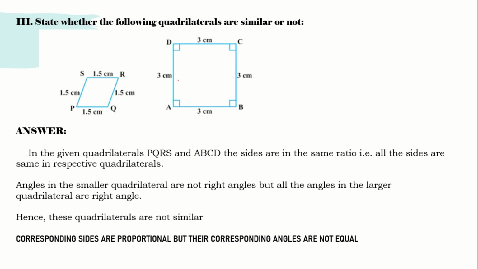According to similarity, two conditions have to be satisfied. First one is the corresponding sides must be proportional and the corresponding angles must also be equal. But here the corresponding sides are proportional but their corresponding angles are not equal. Therefore, these two quadrilaterals are not similar.